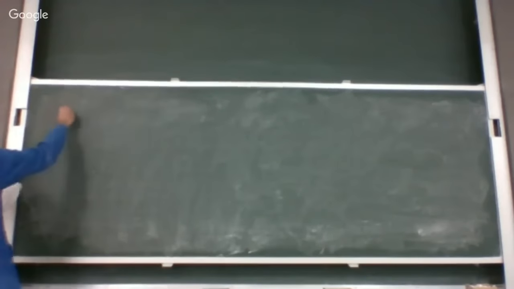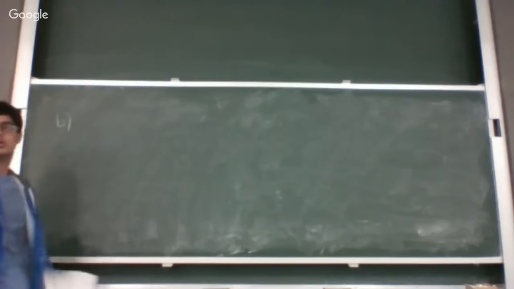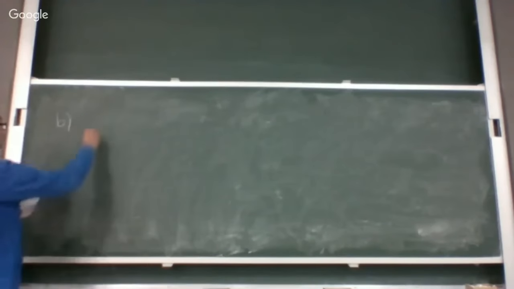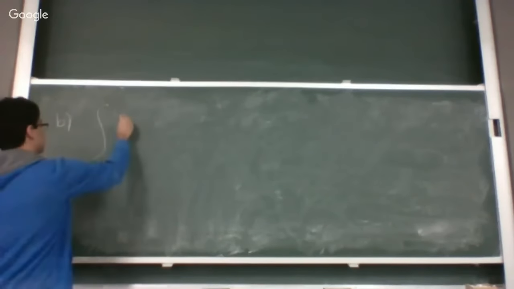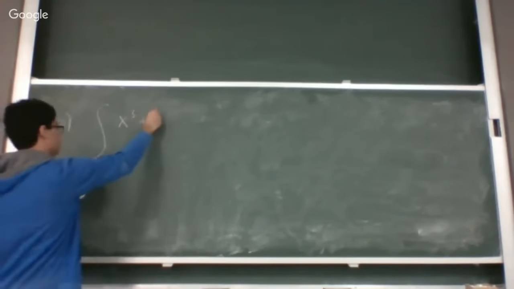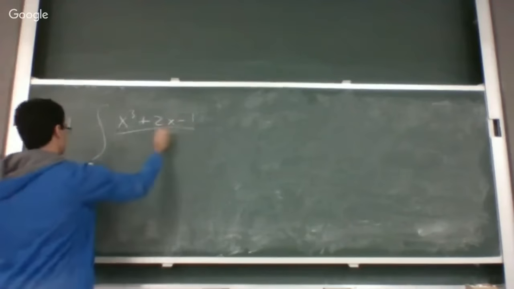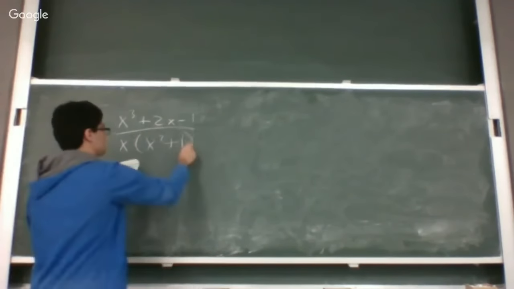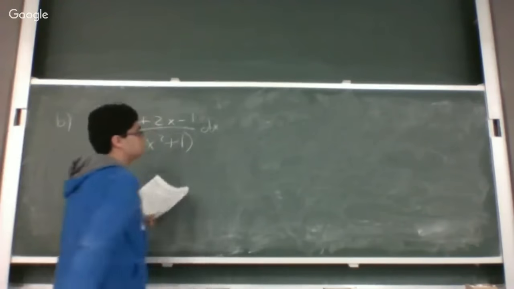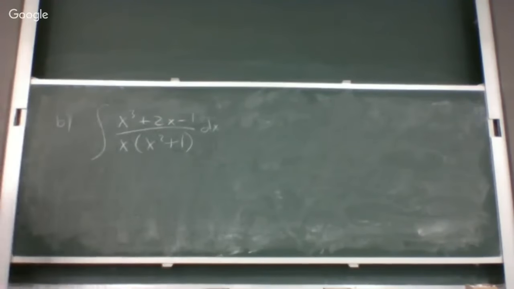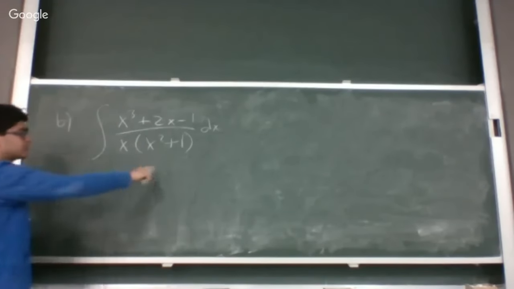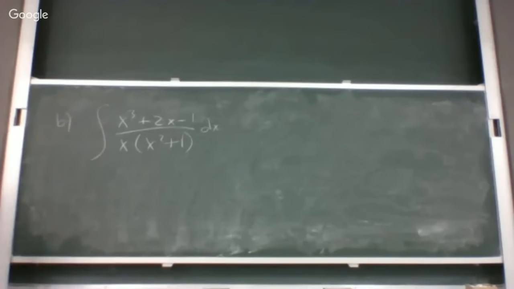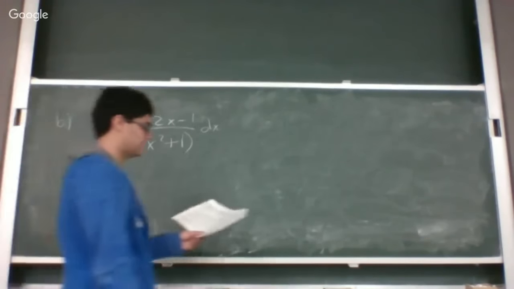Okay. All right, quiet down, guys. We have the integral of x cubed plus 2x minus 1 divided by x times x squared plus 1. So what's the first thing we should do? We have to divide because we see that the denominator is also x cubed. Okay? They could have just tricked you and you didn't know.